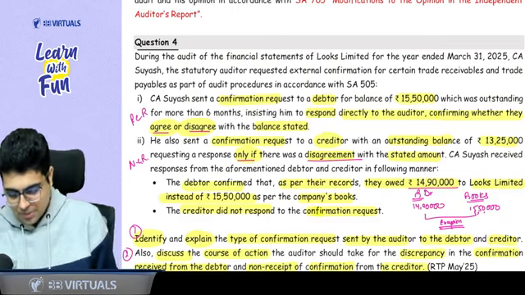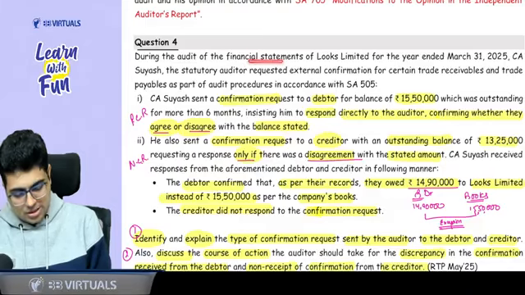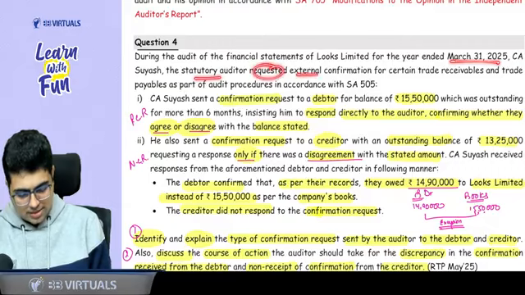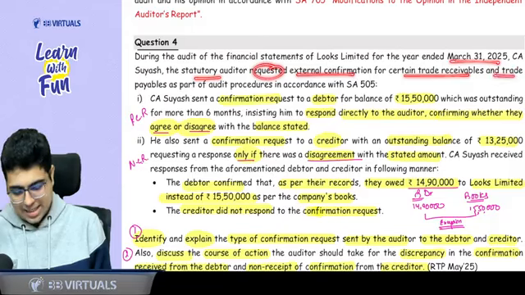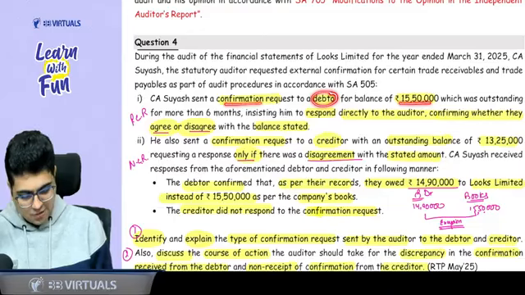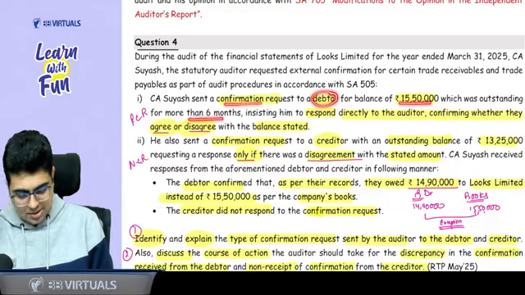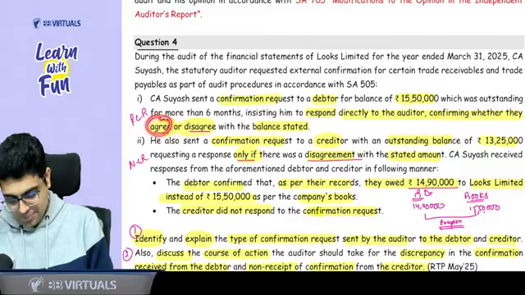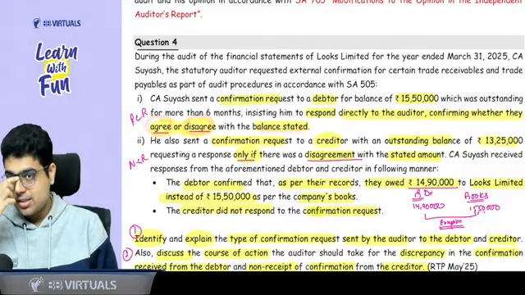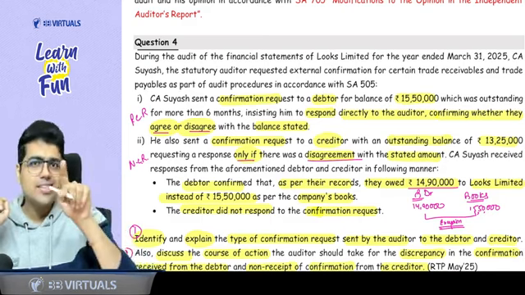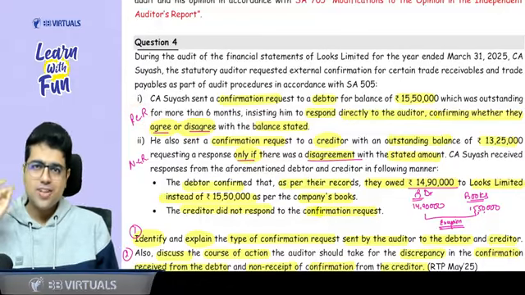Let's read the question together. Please focus. During the audit of financials of Lux Limited for the year ended 31st March 25, CA Suyash, the statutory auditor, requested the external confirmation for certain debtors and creditors as a part of audit procedure as per SA 505. CA Suyash sent a confirmation request to a debtor having a balance of 15,50,000, which was outstanding for more than 6 months, insisting him to respond directly to the auditor confirming whether they agree or disagree with the balance. Which is this type of request where you say that you have to reply to me whether you agree or disagree? Sir, this is PCR, positive confirmation request.